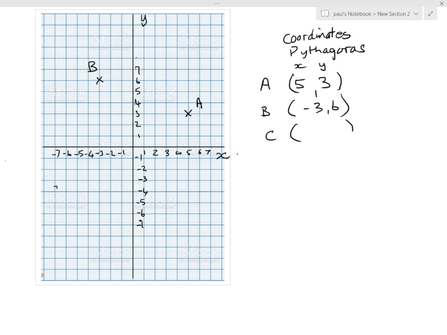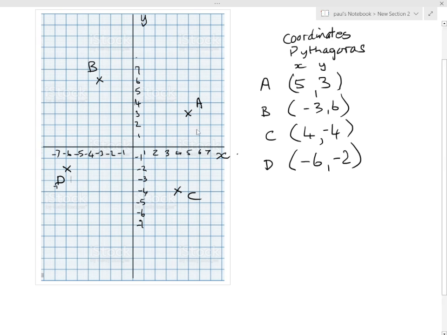C, we make 4, minus 4. So we go along to 4, and then down to 4 for C. And D, we're going to stick in the bottom left-hand corner. So these are all minus numbers now. So minus 6 on the x-axis, we go along to 6 there, and then we go down to minus 2. So that one is D. That's how to put a point given coordinates. The first number is x, the second number is y.